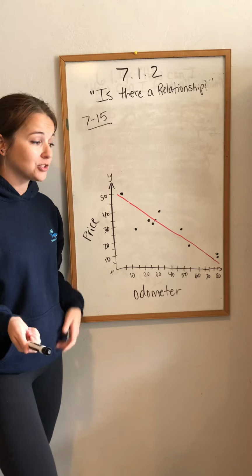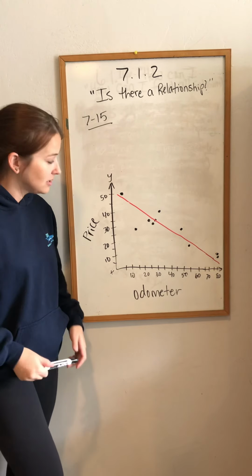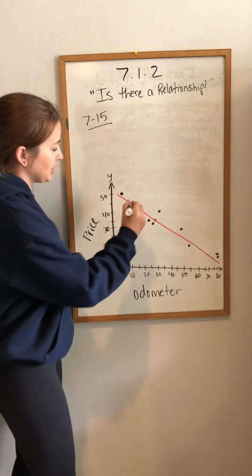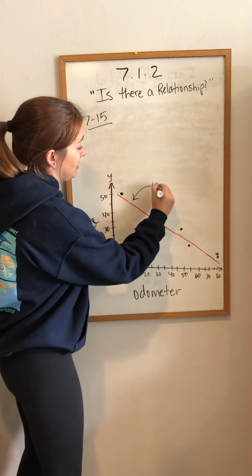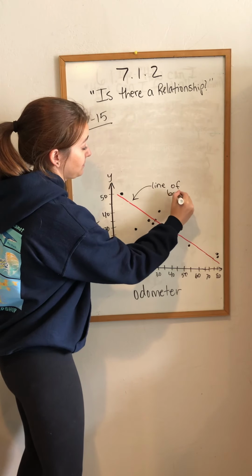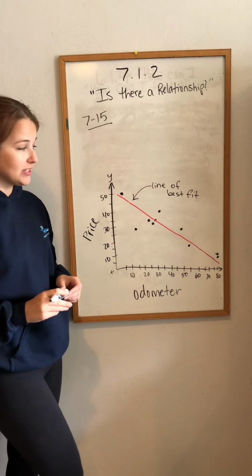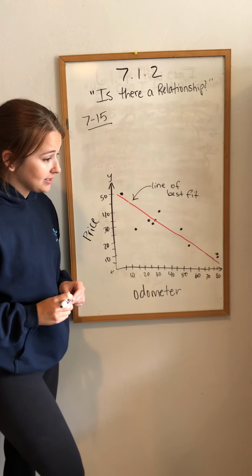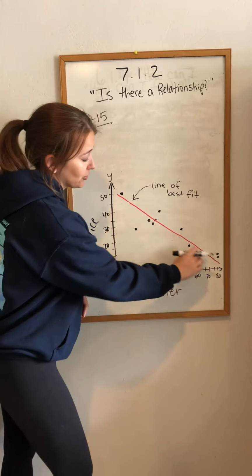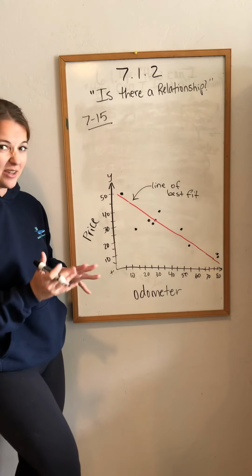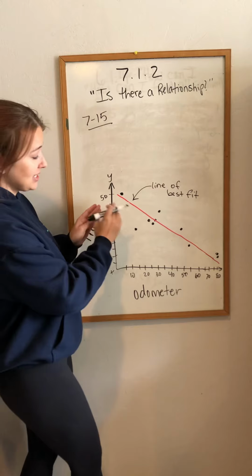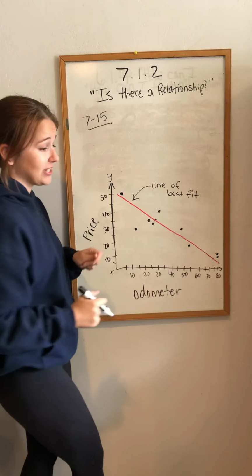Are there any limits to where your line makes sense? I'm going to label this as our line of best fit because that's a new concept for us today. It is showing where our data generally falls, and it's easier to see when I put it in red: this is the downward pattern of our data.